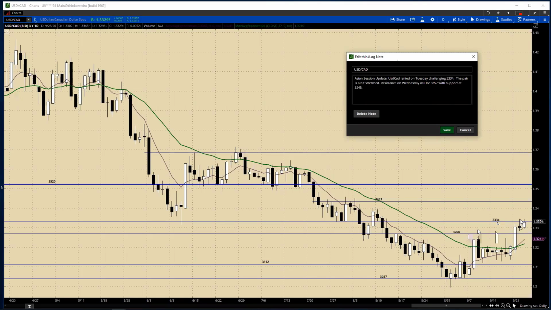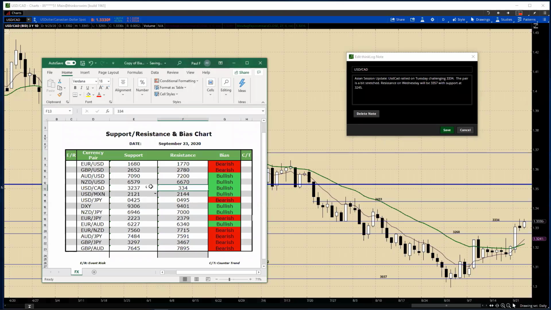They did poke their heads above it yesterday, and then they paired back a bit, and now they're kind of reassaulting that level. The pair is a bit stretched. Resistance on Wednesday will be 33.57, so we'll give a little bit more room, with support at 32.45.